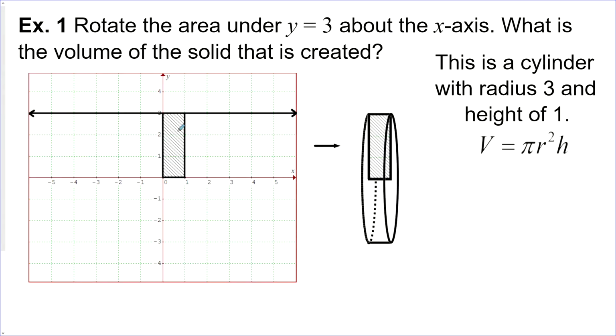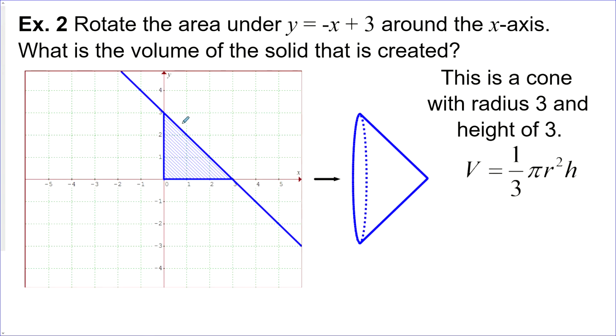We're going to rotate the area under y equals 3 about the x-axis, and in this course it will always be around the x-axis. What's the volume of the solid that's created? So you can see that if we rotate this rectangle here, we're going to create a cylinder. And this cylinder is going to have a radius of 3 and a height of 1. Now we know the volume of a cylinder is pi r squared h, so the volume of this cylinder that we've created is pi 3 squared times 1, so that would be 9 pi units cubed.